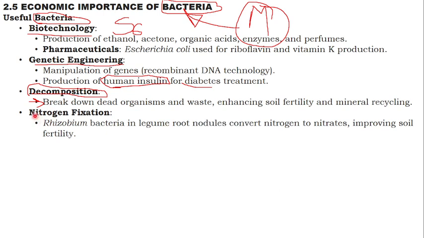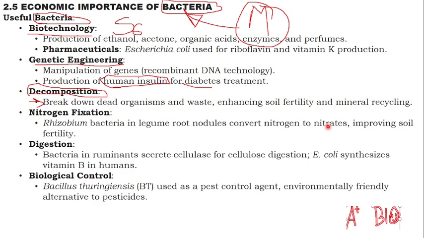When we come to nitrogen fixation, bacteria like Rhizobium are found in the roots of legumes like soya beans, where they convert nitrogen into nitrate so that it can be fixed in the soil and improve soil fertility. So one of the importance of bacteria is that they improve soil fertility by fixing nitrogen in the soil. Rhizobium is a kind of bacteria.